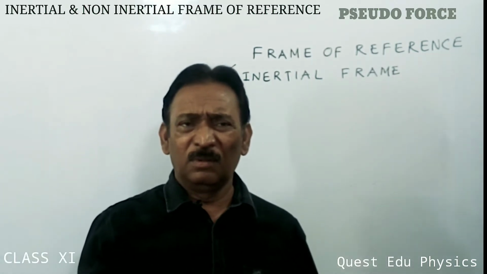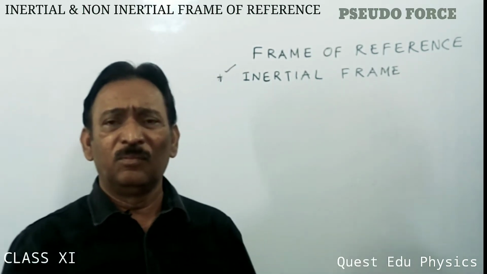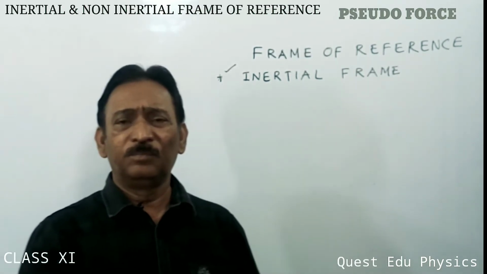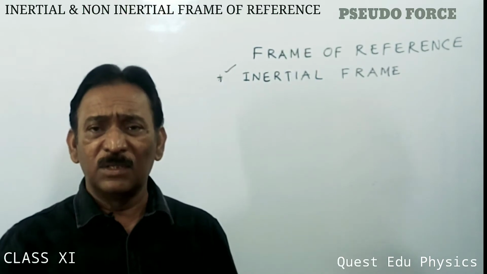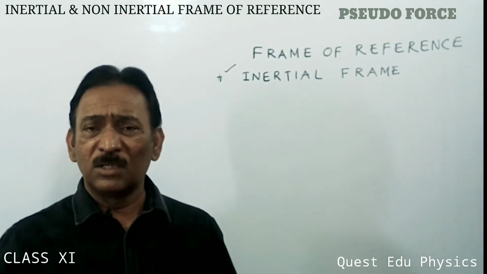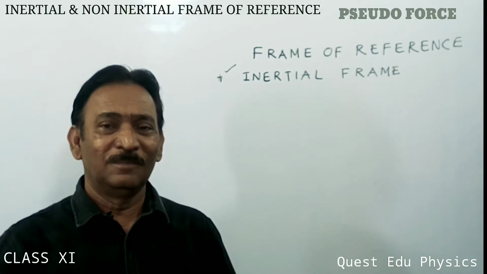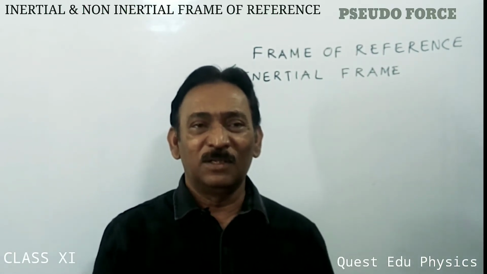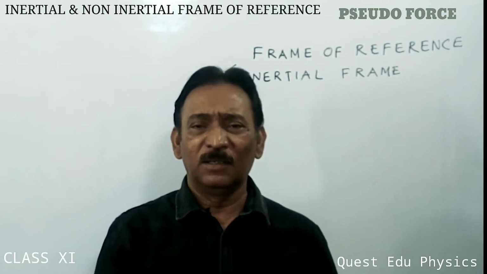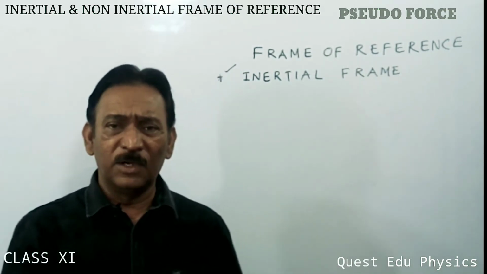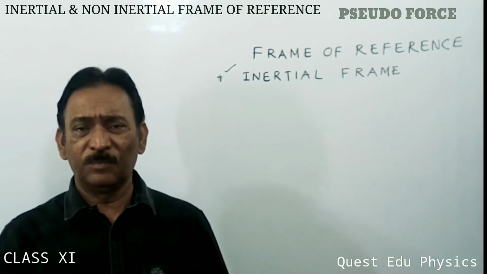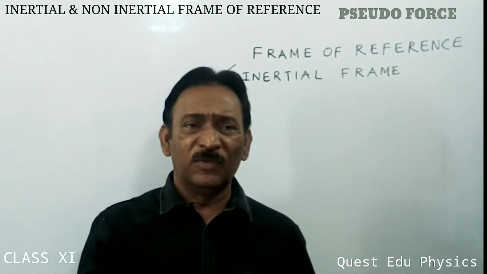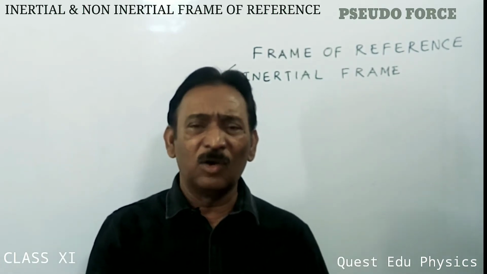A simple answer, students. It is the coordinate axis system in which the Newton laws are valid. It is the imaginary coordinate axis system in which the Newton laws are valid. We call it the inertial frame of reference. How can we say the Newton laws are valid or not?